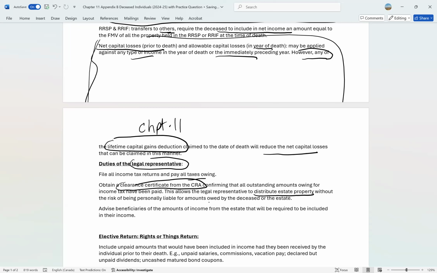So if you are assigned as the executor or legal representative of the estate, it does bear quite a bit of responsibility. You're responsible for filing all the tax returns and paying all the taxes. You need to make sure that you get this clearance certificate from the CRA before you start distributing the estate assets to the beneficiaries. Otherwise, you could be liable for those amounts if the taxes are still owing to the CRA.